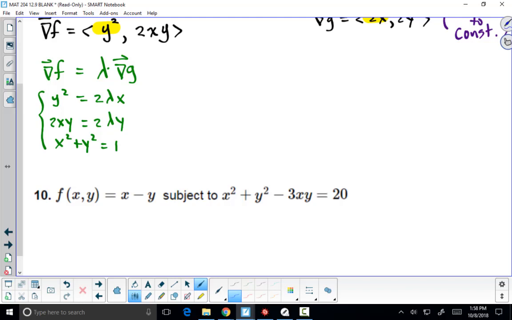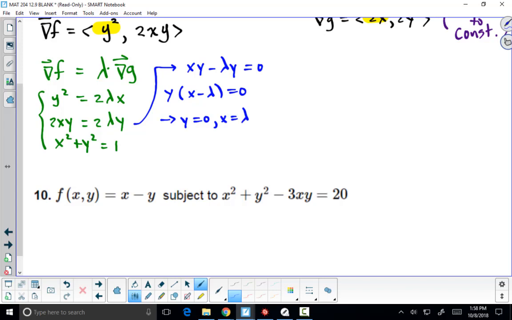So let's go ahead and look at this second equation first, because what I notice is that I have a common factor of 2 and I have a common factor of y. So xy minus lambda y equals 0. I'm going to divide out the 2 and put everything on the left so that we can factor out the y. So this tells us that y is 0 or x is equal to lambda. Those are our two possible solutions.